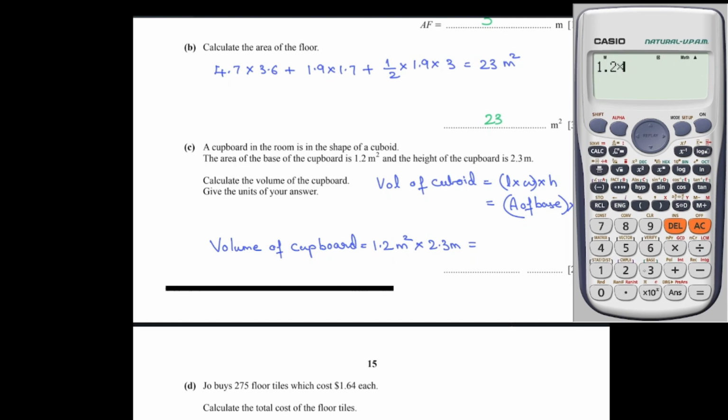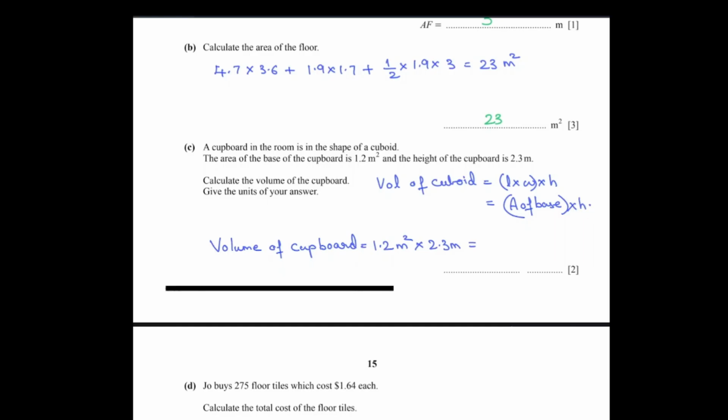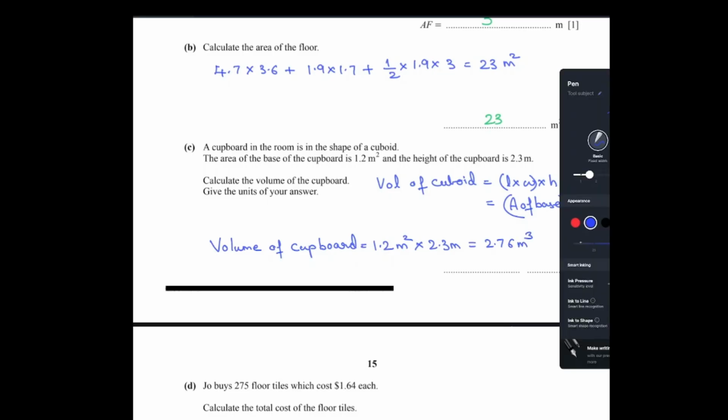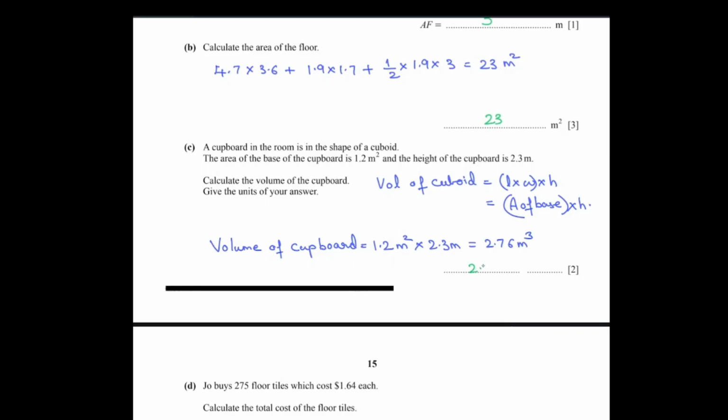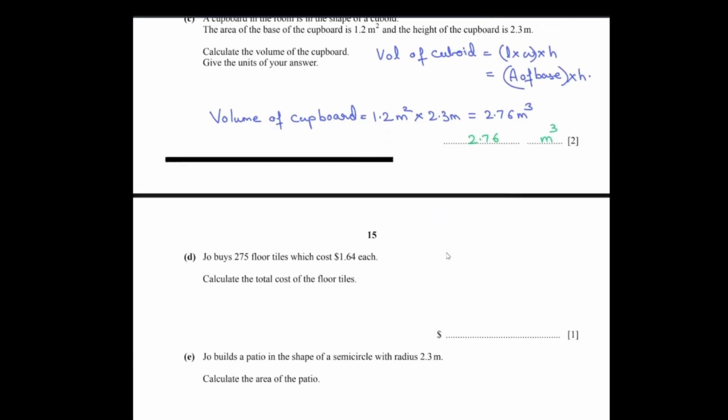1.2 into 2.3 is 2.76. 2.76 what? Meter cube. This is the unit. So write down 2.76 and write the unit in the next dash, meter cube. Question number C is done.